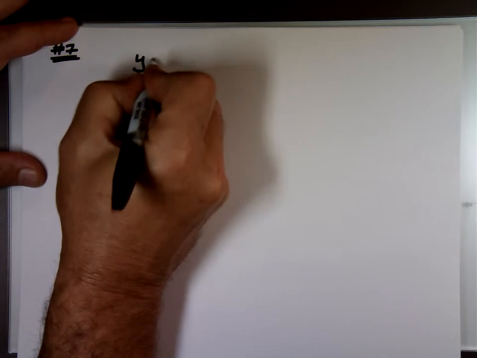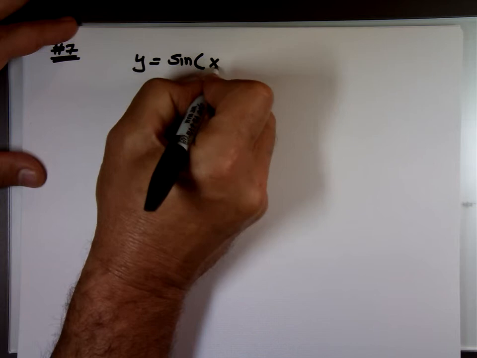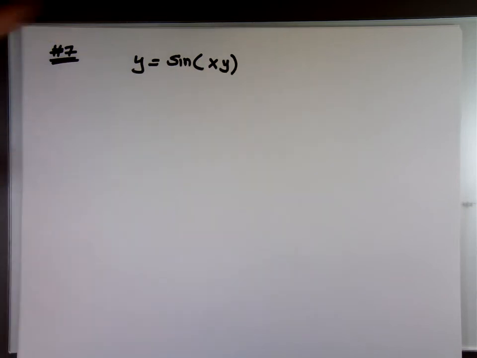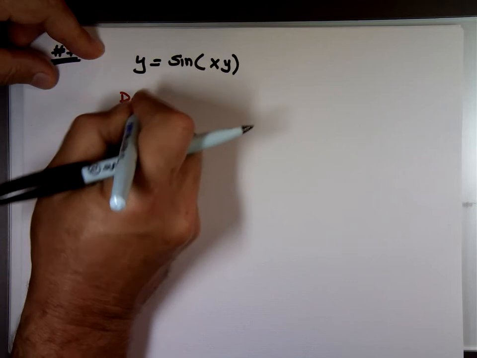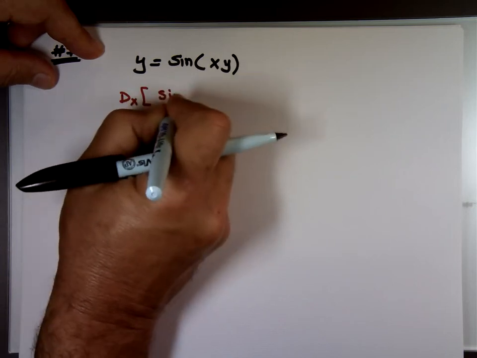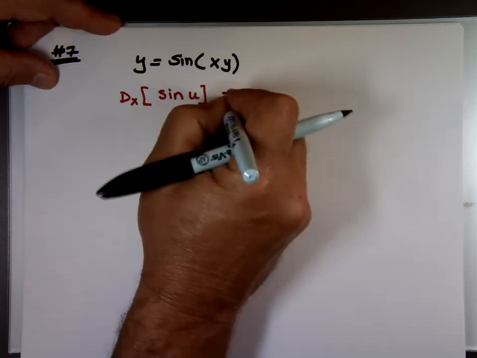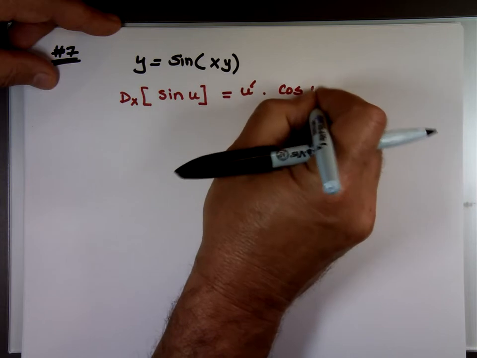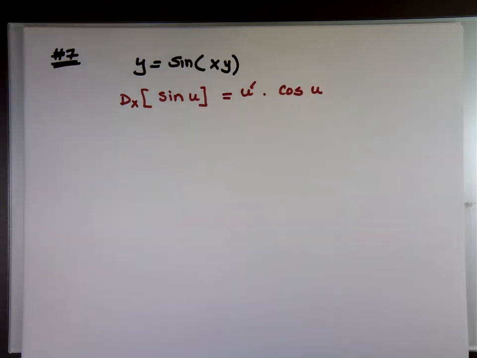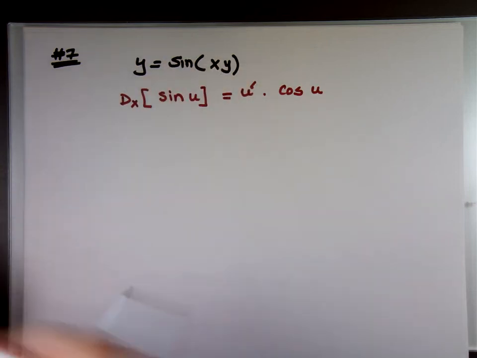y equals sine of xy. Now again, let's remember this one. The derivative of sine u is what? It's u prime times cosine of u. It's the cosine of this one times the derivative of that. So this is my u.